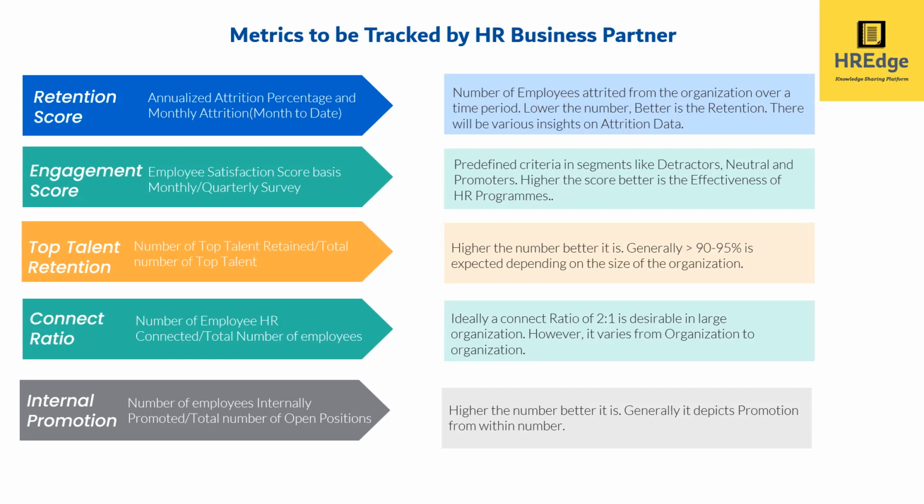The fourth one is the connect ratio. Now, the connect ratio is, again for HR business partners, one of the major metrics. Connect ratio is basically how many people you have connected with over a period of time. The period can be monthly, quarterly, or yearly, divided by the headcount of the span you are managing.